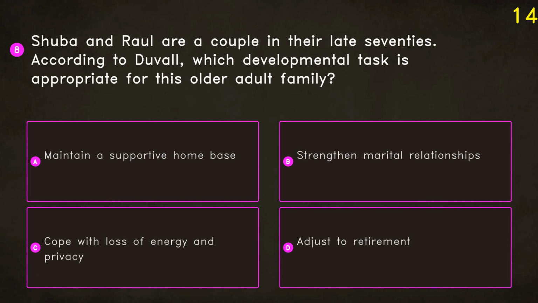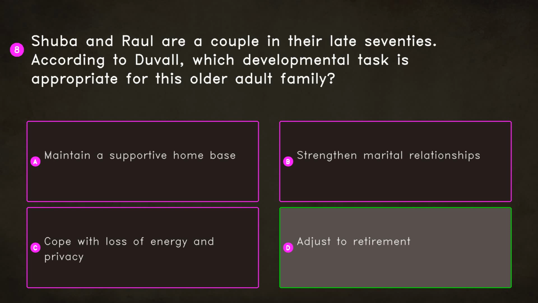Question 8. Shuba and Raul are a couple in their late 70s. According to Duval, which developmental task is appropriate for this older adult family? A. Maintain a supportive home base. B. Strengthen marital relationships. C. Cope with loss of energy and privacy. D. Adjust to retirement. The correct answer is adjust to retirement.